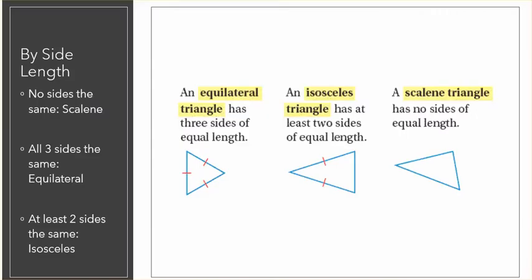An equilateral triangle has 3 sides of equal length. An isosceles triangle has at least 2 sides of equal length. And a scalene triangle has no equal sides.